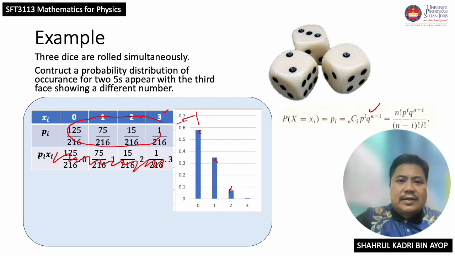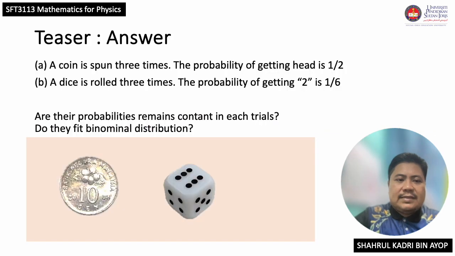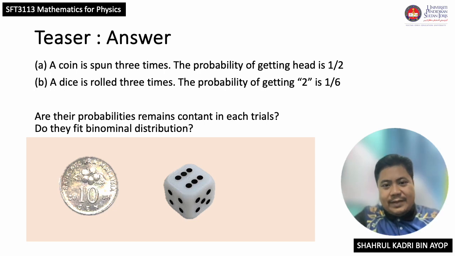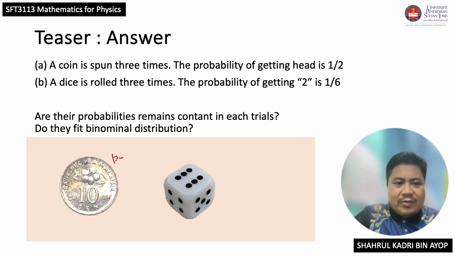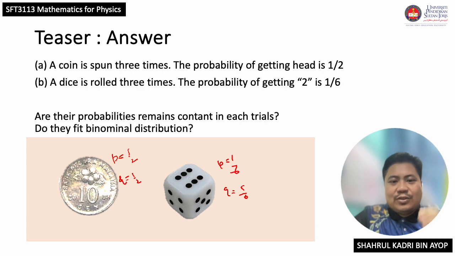Alright, so next let's go to the teaser. A coin is spun 3 times. The probability of getting head is 1 over 2, and the probability of getting a 2 is 1 over 6. So in this case the probability remains the same. This is p equal to half, and this is p equal to 1 over 6. For the failure, q is equal to half, and this is the failure q equal to 5 over 6, that means not getting 2.